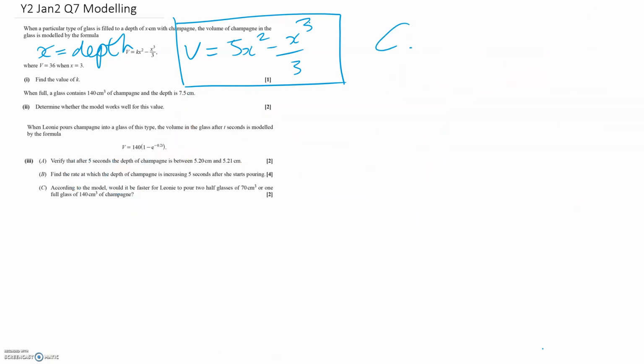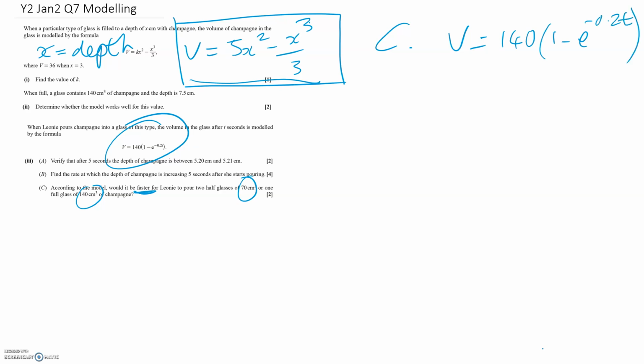For the last part, the question is talking about volume, and it's also talking about which is faster, so it's talking about volume and time. So I wouldn't use this equation. I think we're going to need to use this equation, v equals 140 times 1 minus e to the minus 0.2t, and which is quicker when t equals 70, so 2 lots of this or 1 of these. So let's work out how long it would take for 140 centimeters cubed.